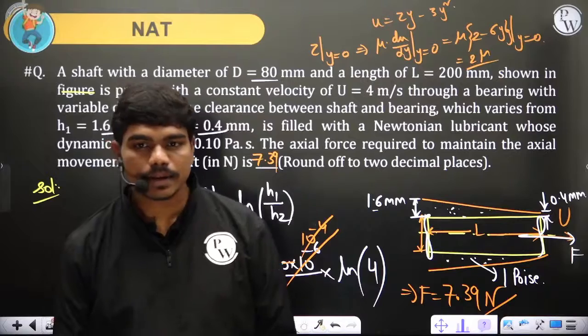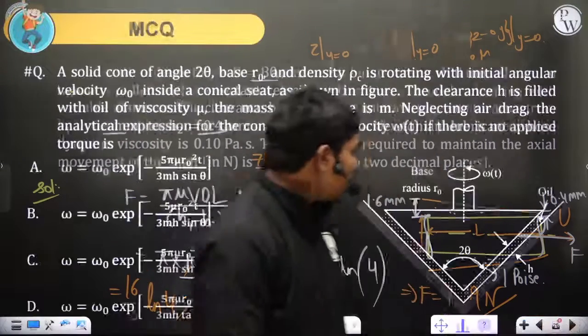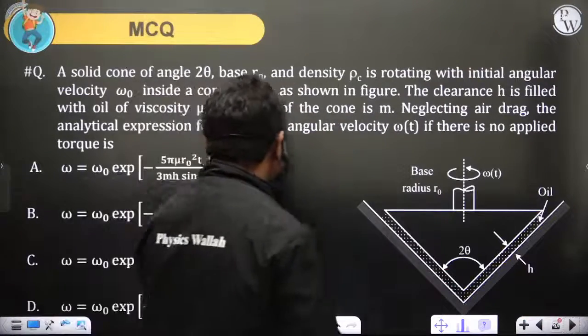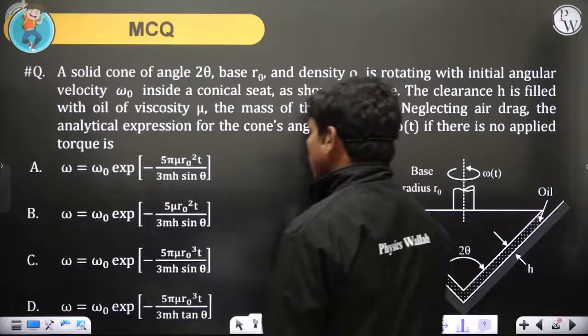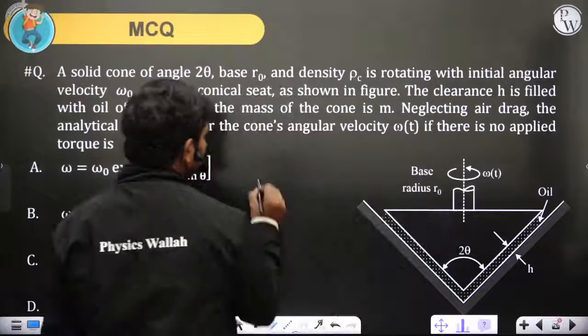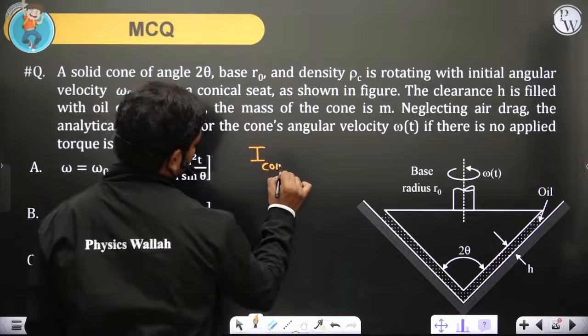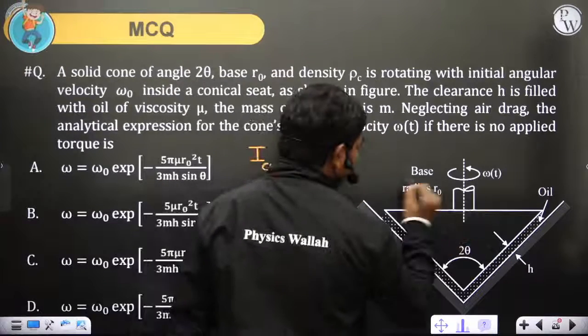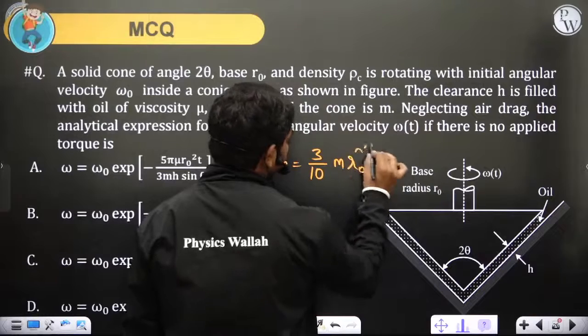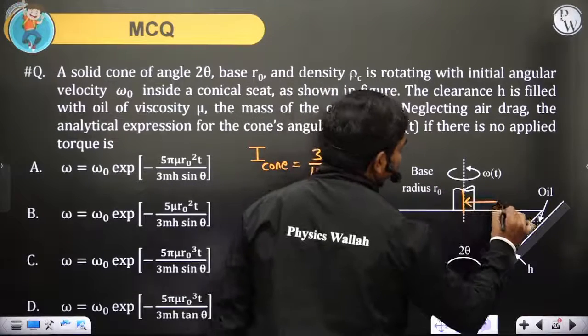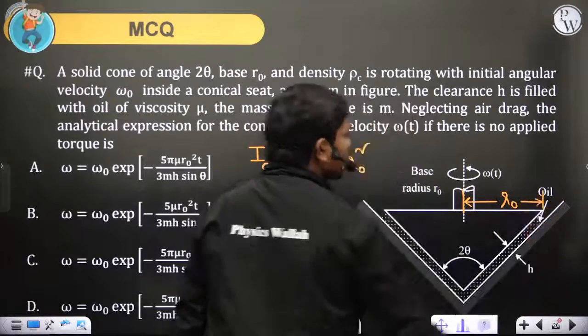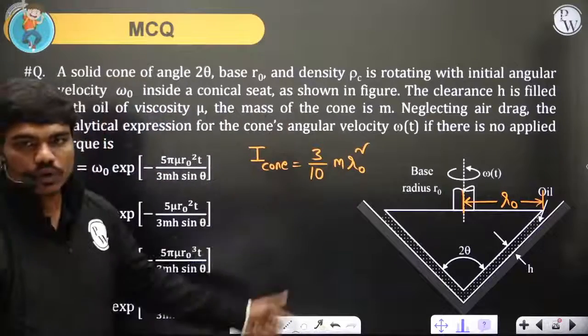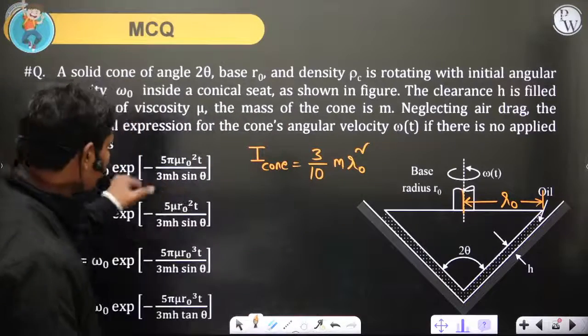Clear? Got it? Now I'll ask you one question, so please solve this. I'll give you some time. I'll also give you one expression: the moment of inertia of a cone is 3 by 10 m r square, where r naught is the base radius. This is the moment of inertia of the cone about this axis. So please tell me what happens here.